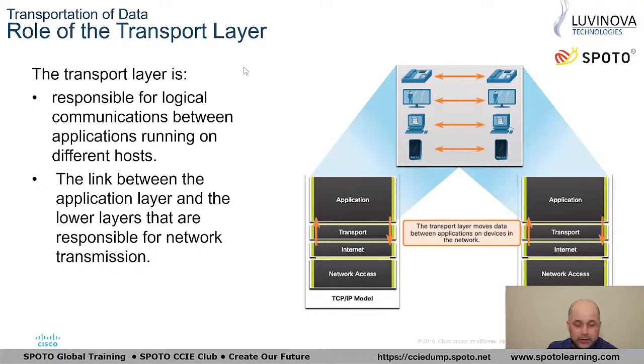The transport layer is responsible for the logical communication between applications themselves. For example, Facebook with Facebook, Viber with Viber, WhatsApp with WhatsApp. WhatsApp cannot communicate with Viber over the same communication channel, that's why they have different communication channels. It is the link between the application layer and the lower layers that are responsible for the network transmission.